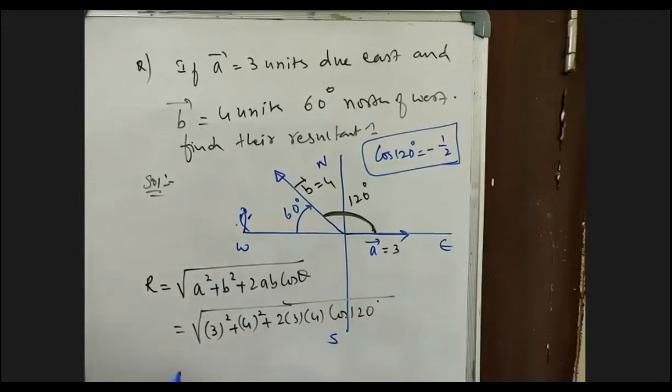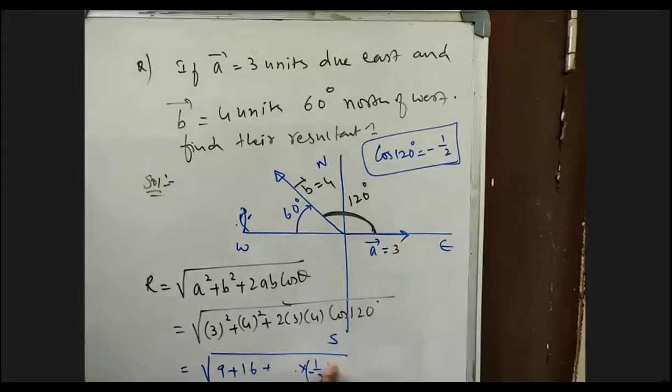Yes, sir, tell me how much. Calculate: 3 square is 9, 4 square is 16, plus 2 into 3 into 4, that is 24, into cos 120, which is minus 1 by 2. Is it root 19? Sorry, 2 into 3 is 6, into 4 is 24... no, sir, 12. Root 13. Yes, root 13.